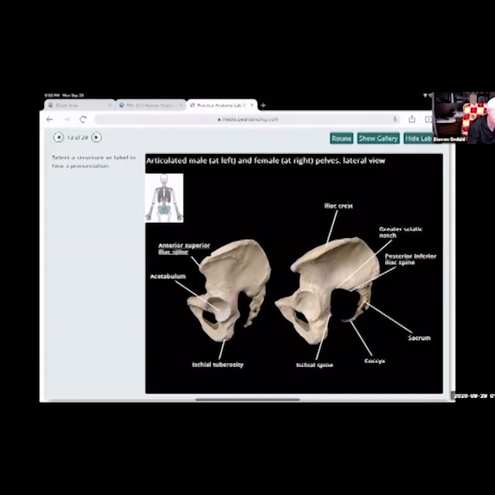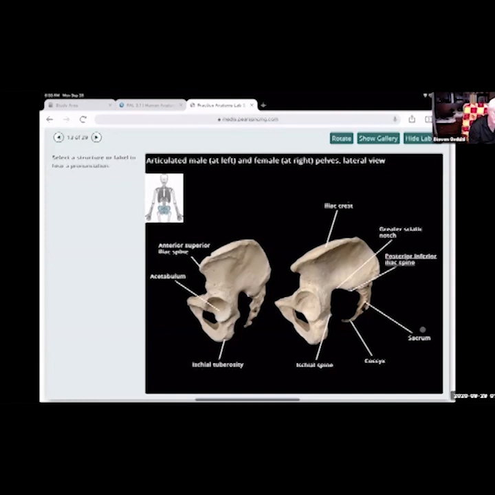On the ilium, you have the anterior superior iliac spine. You have your iliac crest, which runs across the ilium. You have the greater sciatic notch, where the sciatic nerve runs. Okay. You have the posterior inferior iliac spine.